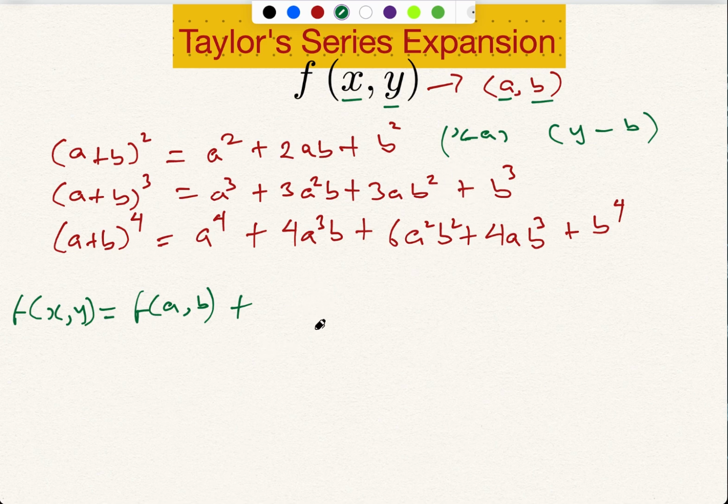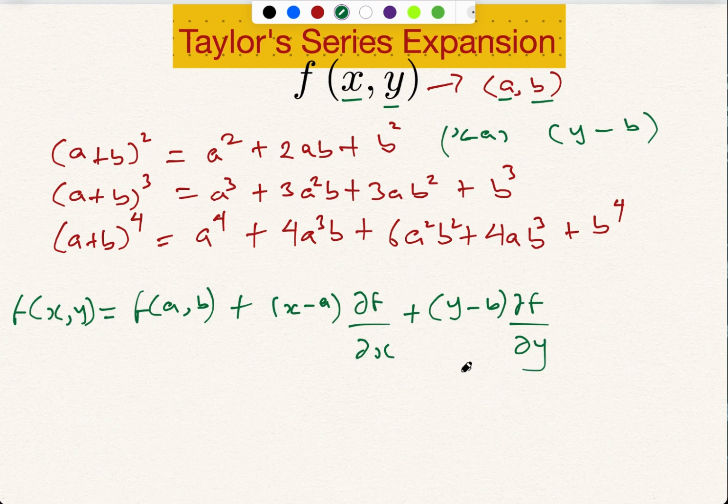So for instance, you want to find the derivative of f of (x, y) with respect to x. That implies that there must be x minus a involved. Then you find the partial derivative of f with respect to x. But you're not done with the first derivative. You have to do the first derivative with respect to y as well. So this is going to be, first of all, y minus b. Then you're going to have partial f, partial y. Now, with this, we're done with the first derivative.